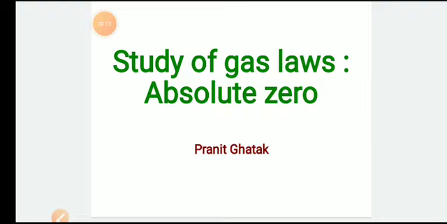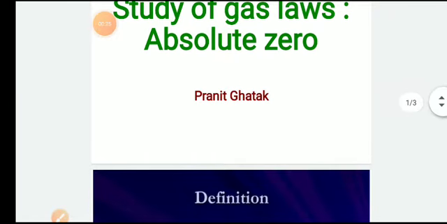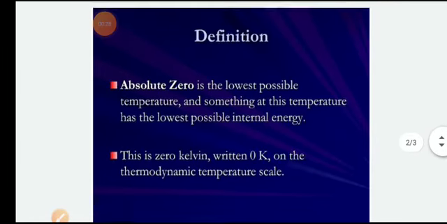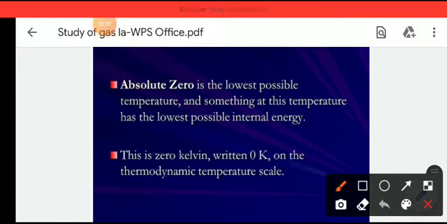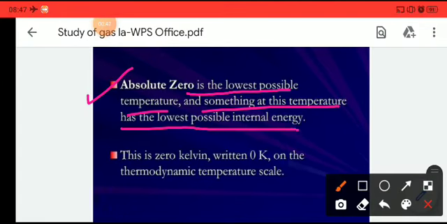So, let's begin. Today's topic is the concept of absolute zero. Okay, so we should start our discussion. What is absolute zero? What is the definition of absolute zero? Absolute zero is the lowest possible temperature, and something at this temperature has the lowest possible internal energy.